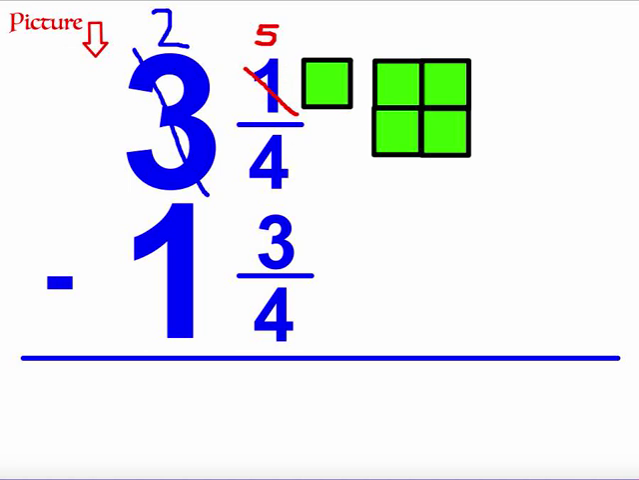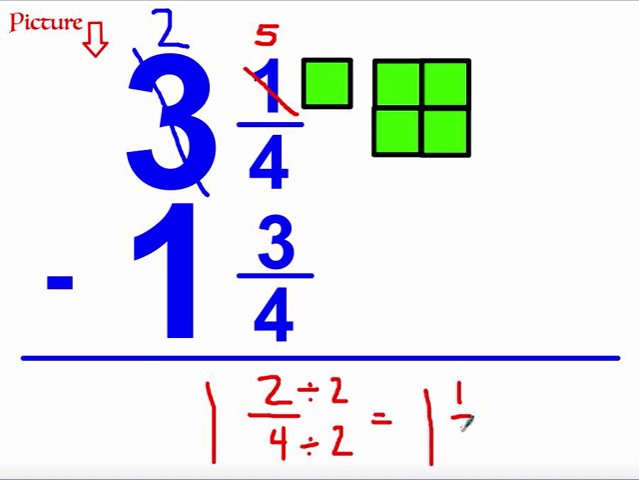Okay? Now we subtract this thing. We can take 3/4 away from 5/4, and we get 2/4. Okay? And we'll reduce it here in just a second. Then we do our whole numbers. 2 minus 1 is 1. Okay, so now we have to reduce 2/4 because 2 goes into both of them. And that would equal 1 1/2.